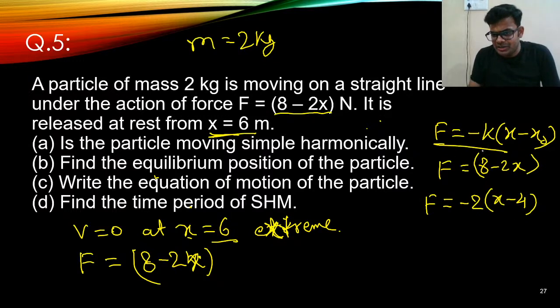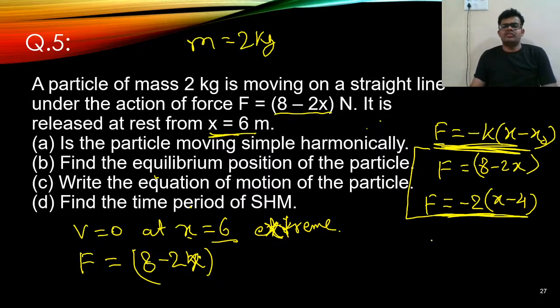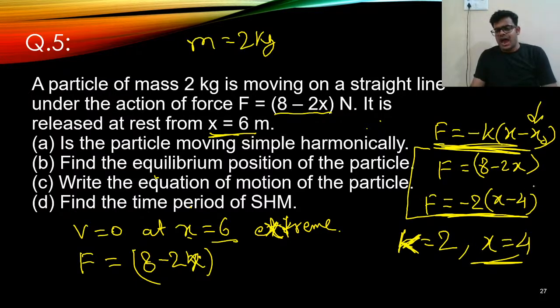So can I compare this equation with this? Right? What can I write? So I can write k is equal to 2. k is the force constant. And the value of x naught I am getting is 4, because this is minus x naught and this is minus 4. So minus x naught is equal to minus 4. Sorry, x naught is equal to 4. So we got some basic points.